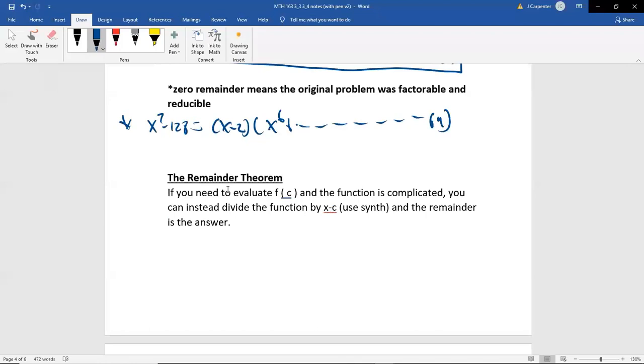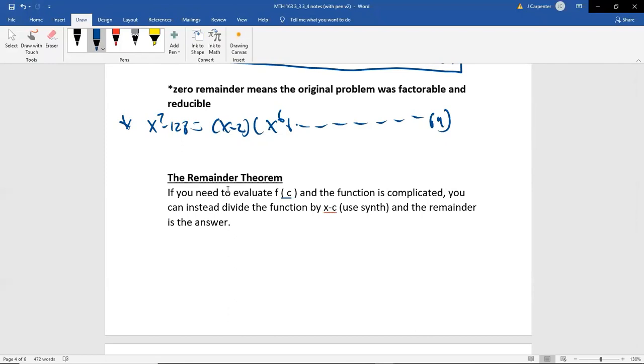But let's just say the function's complicated and you've got an x to the 20th and an x to the 15th and a square root and all this other stuff. So you go, well, somebody told me one time that if I want to plug in that 5, instead of actually plugging it in, I can do synthetic division. I could divide by x minus 5. So this is where we're deciding to divide by x minus 5. I didn't tell you to do it, we decide to. Because I want to find out what f of 5 is, I divide by x minus 5.